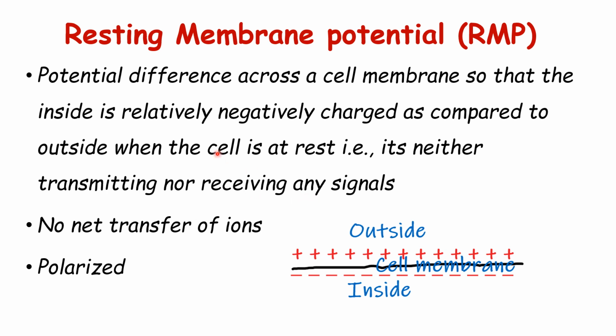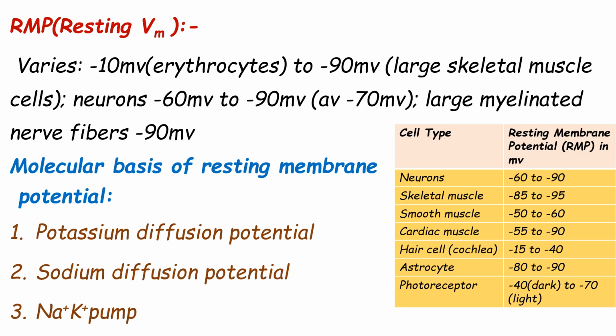I again repeat, the potential difference across a cell membrane is such that the inside is relatively negative. The outside potential is considered 0, and the inside is relatively negatively charged as compared to the outside when the cell is at rest, neither transmitting nor receiving any signals. At this membrane potential, there is no net transfer of ions. So inside is negative, outside is positive, and the membrane is considered to be polarized.